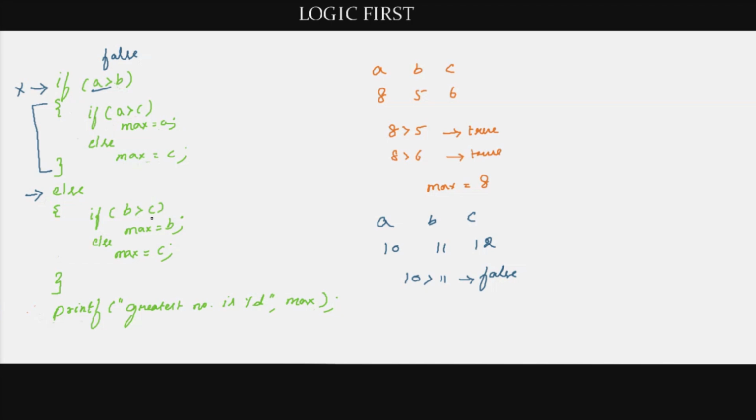Now, B greater than C. 11 greater than 12. This is also false. This condition we are talking about, B greater than C, this is also false. So this max equal to B will be ignored and the execution goes directly to the else part and max will take the value from C. Max equal to C, which is 12, and 12 will be printed in the output.